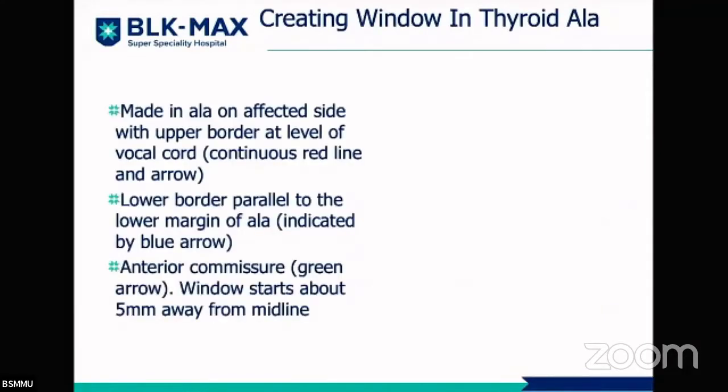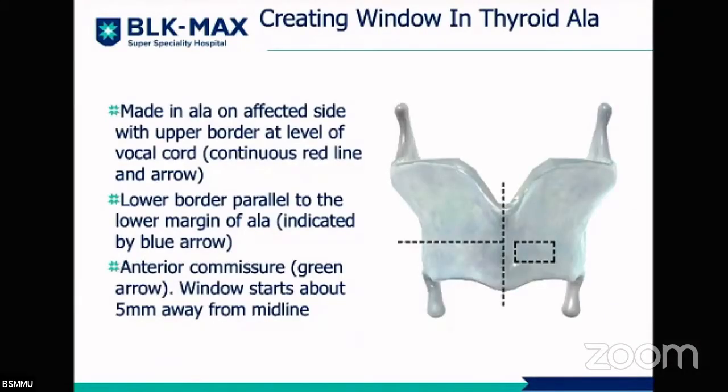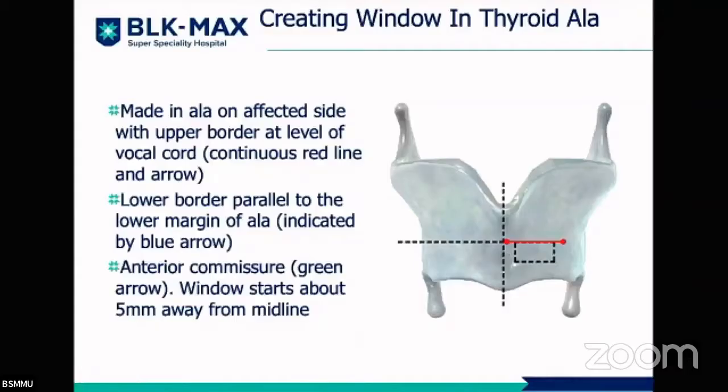So as I told you, we have to make a rectangular window at the level of, on the affected side of ala, parallel to the lower border of thyroid cartilage. And usually we put about 4 to 5 millimeters away in case of the female, and 5 to 6 millimeter away in case of male, and the height and all I'll tell you later.